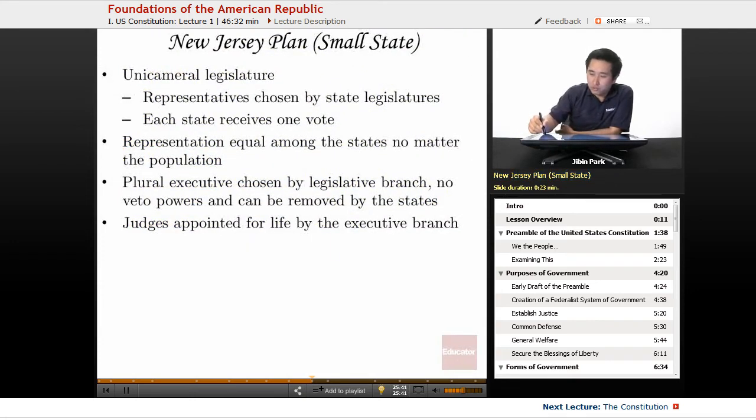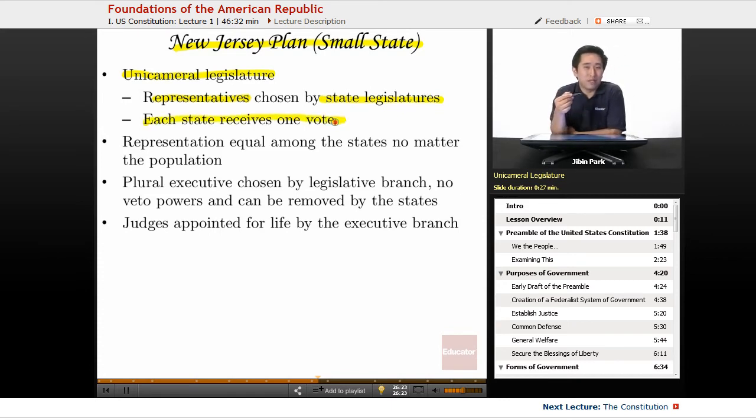The New Jersey Plan was basically the alternative, the small state plan. Virginia was the large state plan that helped large states because it was based on population. Some elements of the New Jersey Plan were incorporated into the Great Compromise, but this is what the New Jersey Plan called for: a unicameral legislature, just one body of Congress, no split bicameral legislature. In this unicameral legislature, representatives would be chosen by state legislatures, and each state would receive one vote.